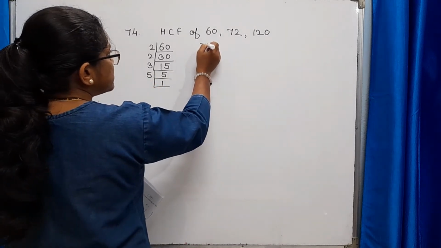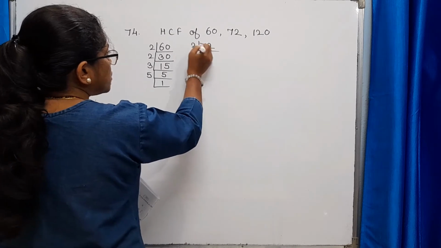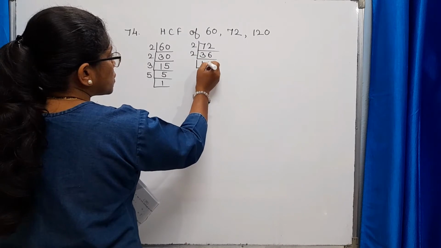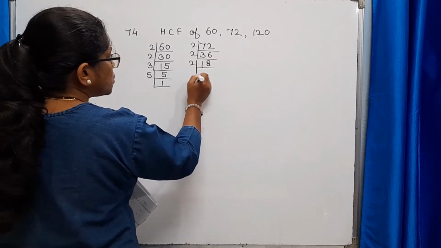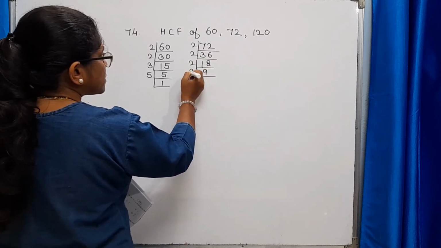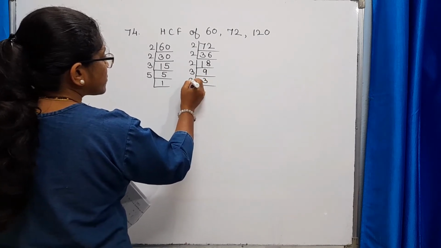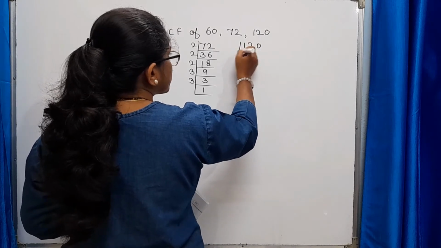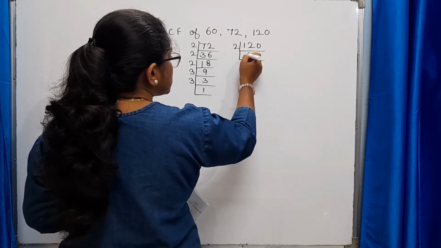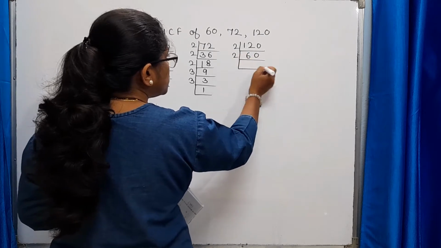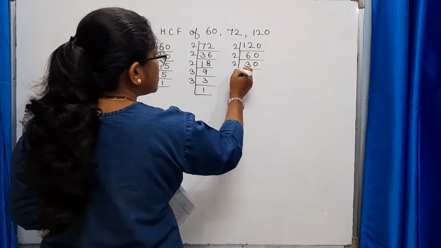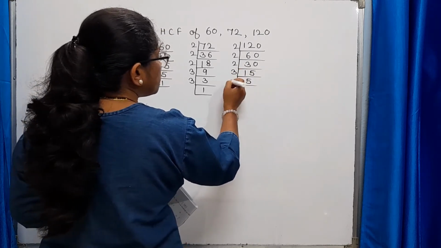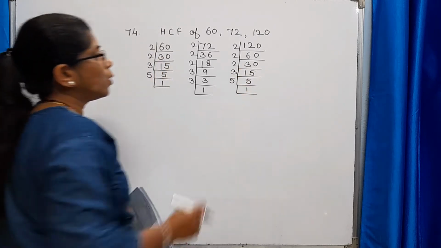Okay, let's go for 72. 2, 36, 2, 18, 2, 9, 3, 3, 3, 1. 120, 2, 60, 2, 30, 2, 15, 3, 5, 5, 1.